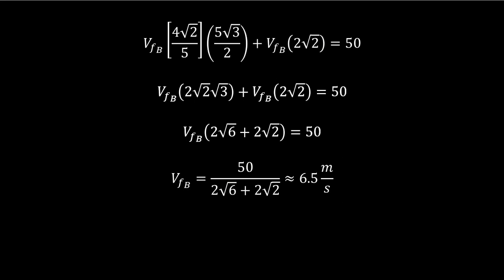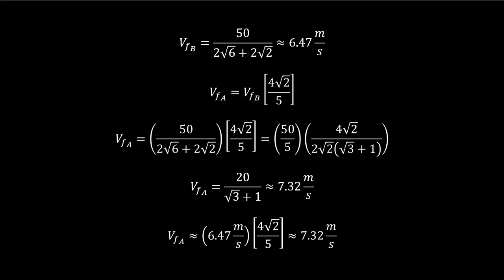Therefore, the final velocity of B is exactly equal to 50 divided by the sum of 2 square root of 6 plus 2 square root of 2, which is about 6.5 meters per second. Really 6.47, round it to 2 decimal places for problems like these, or 3. Continuing on, the final velocity of B is approximately, just to give ourselves an extra decimal point, 6.47 meters per second. What can we do with that information?